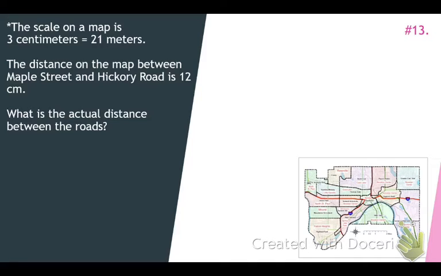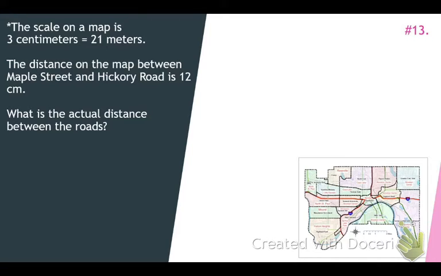It says the scale on a map is 3 centimeters, and for every 3 centimeters, it equals 21 meters. The distance on the map between Maple Street and Hickory Road is 12 centimeters. So I want you guys to try to figure out what the actual distance between the roads might be.